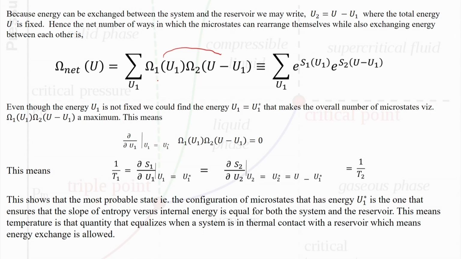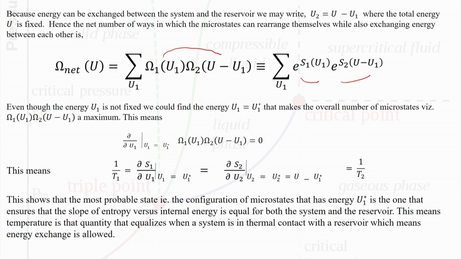But then I have to repeat this calculation for various different U1s, because for each U1 there is a certain number of ways of rearranging the microstates, and for a different U1 there is a certain other number of ways, and these are independent rearrangements. Because they are independent, I will have to add them all up in this fashion and get a net number of ways in which I can rearrange the microstates of both the system and the reservoir. Rewritten in terms of entropy, it is going to look like this.